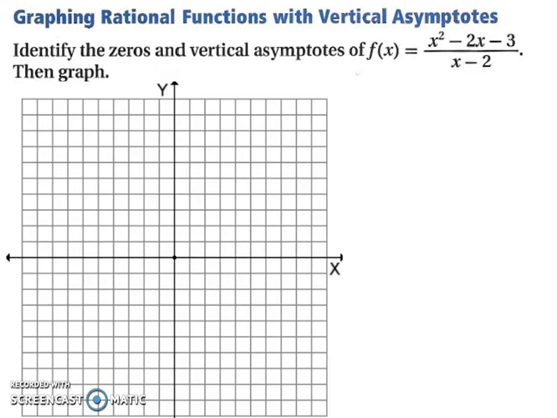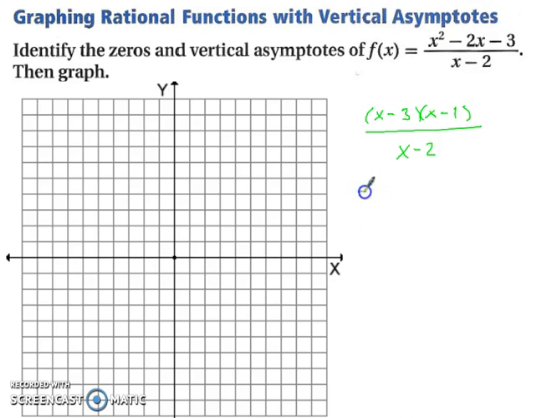Let's practice. We're going to identify the zeros and vertical asymptotes of f of x equals x squared minus 2x minus 3, and then we're going to graph. So let's start by factoring our numerator here. We need x, and then we need two numbers that multiply to give us negative 3, but when we add them, they give us negative 2. So it would be negative 3 and negative 1. And there's nothing we can do with our denominator, so we rewrite that.